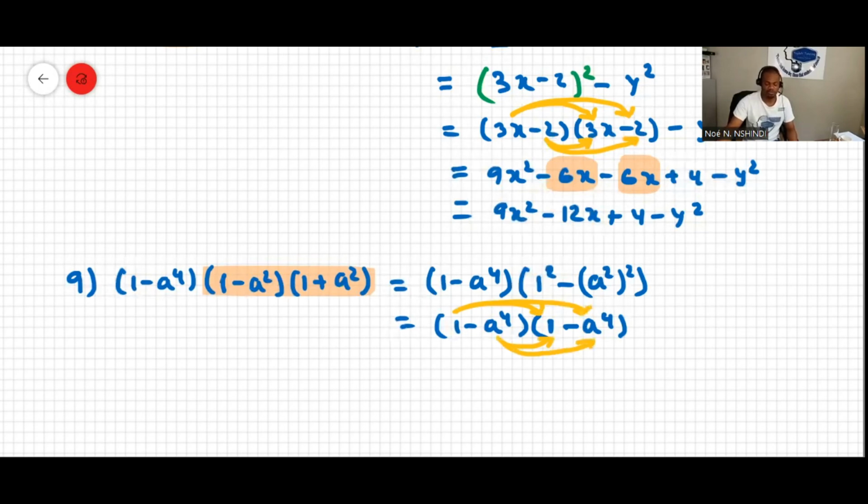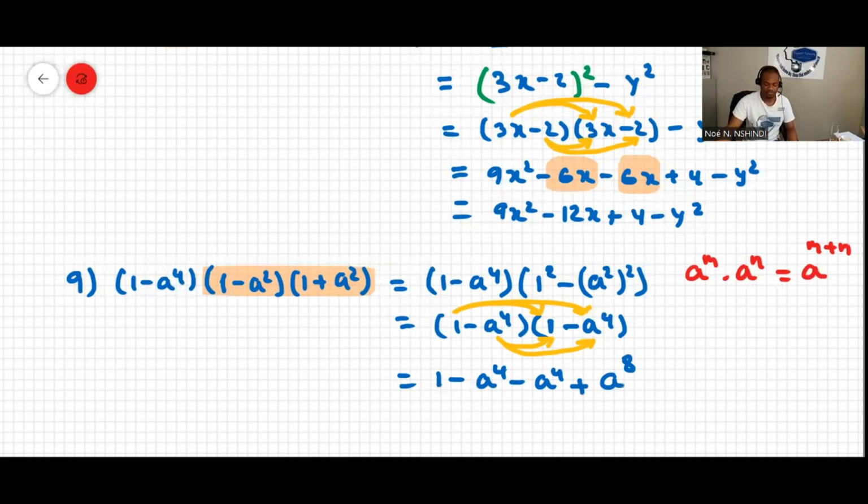Then this will make 1 times 1 makes 1, minus 1 times a to the power 4, negative a to the power 4 times 1, negative a to the power 4, and then negative a to the power 4 times negative a to the power 4. Negatives make positive. Now, I need to remind you of the law of exponents that says a to the m times a to the n, equal to what? When the bases are the same, we just write a and then we add the exponents, okay? So in this case, the answer will be a to the power of 8. 4 plus 4 makes 8.